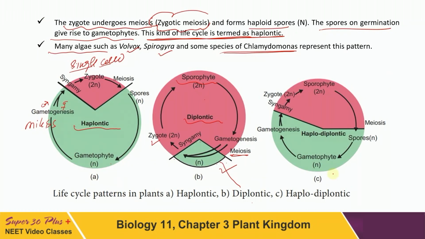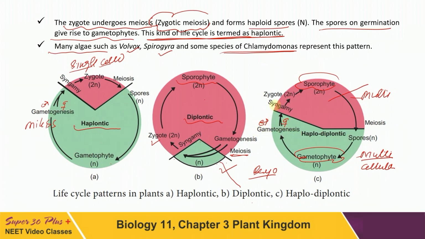What is there in the haplodiplontic life cycle? This is the diploid stage, the sporophyte, and this is the haploid stage, the gametophytic one. This is also multicellular, and this is also multicellular. In the case of bryophytes, the gametophytic stage is bigger, the dominating one. The gametophytic stage will make the gametes by mitotic division. Male and female gametes will be formed.